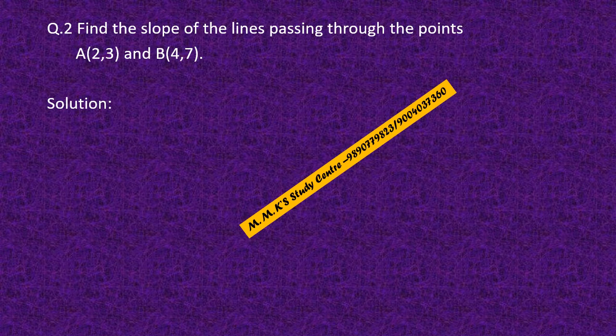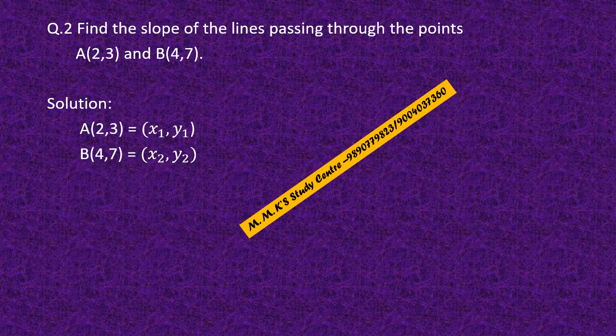Question number 2. Find the slope of the line passing through the points A and B. Coordinates of A are given as (2, 3). Coordinates of B are given as (4, 7). Solution: consider the coordinates of A as x1, y1 and coordinates of B as x2, y2. We'll use this formula, children. Formula is slope is equal to y2 minus y1 upon x2 minus x1.